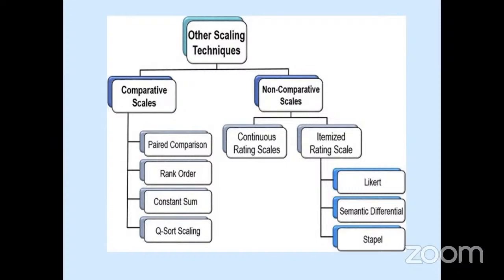Then the third one is the constant sum. It is a scaling technique where a constant sum of units like dollars or points or chips, etc., is given to the features, attributes, and importance of a particular product or service. So, for example, the respondents belonging to 3 different segments were asked to allocate 50 points to the following attributes of cosmetics.